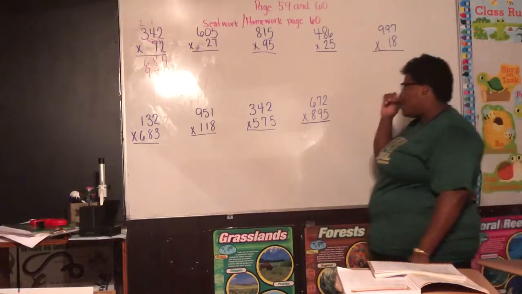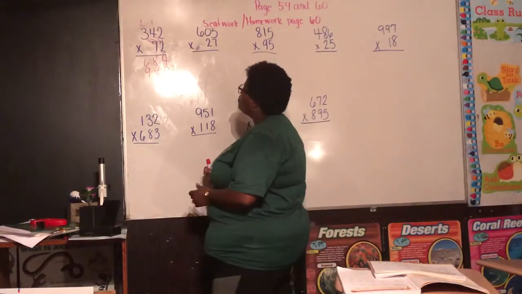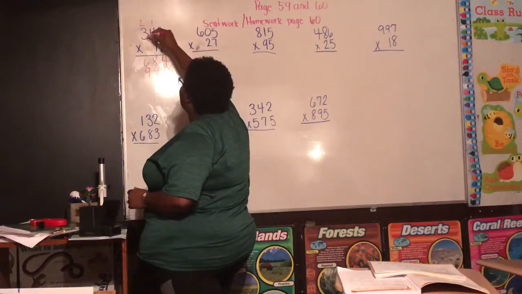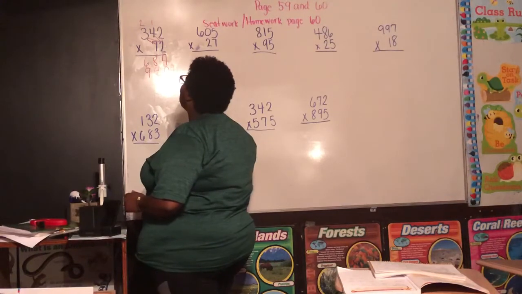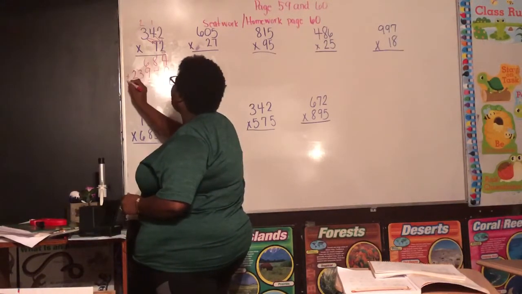I already started on this one. I'm just going to add it up. I'm sorry, so I was here. 7 times 3 is 21 plus 2 more is 23. Add it up.